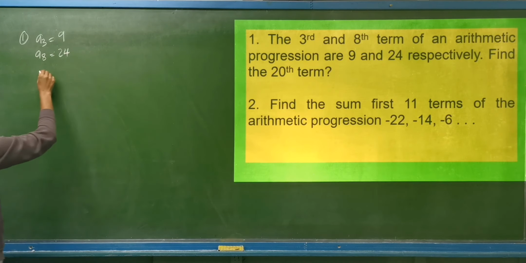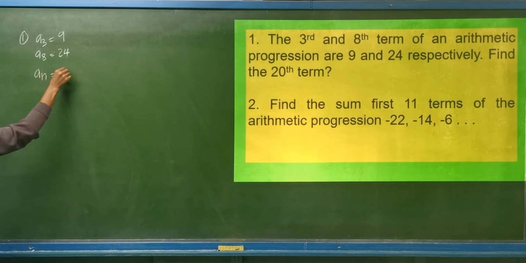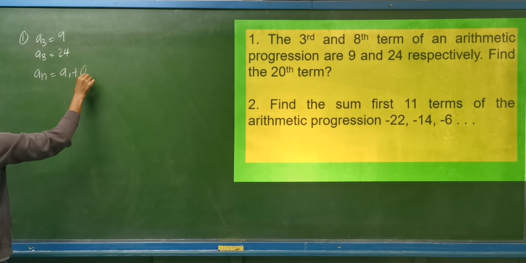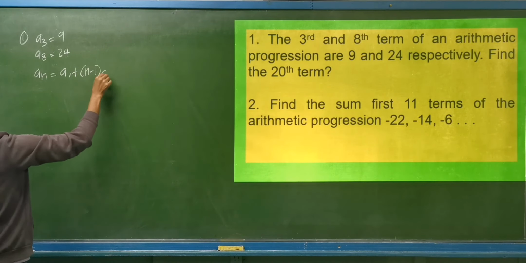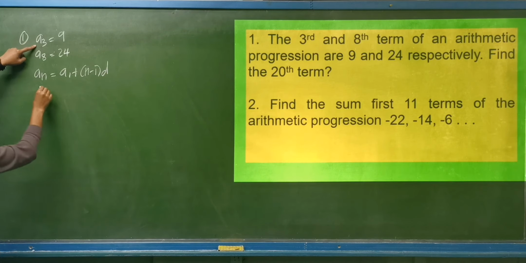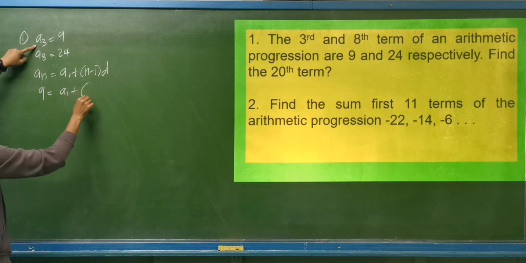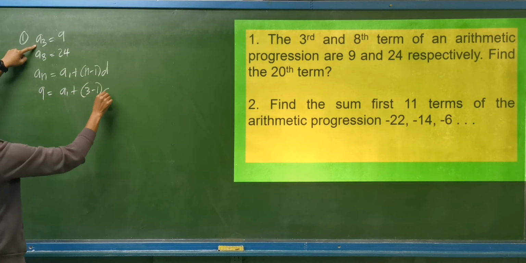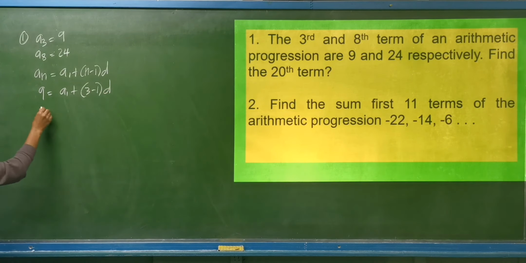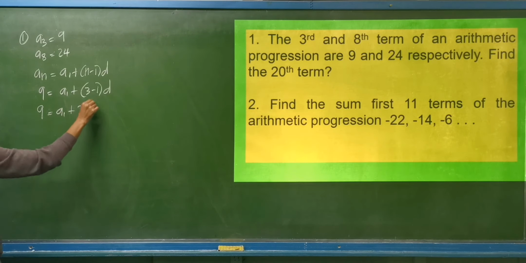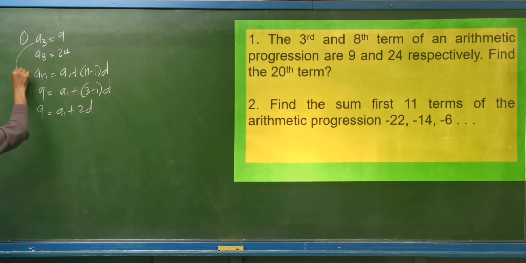So from the equation, a sub n is equal to a sub 1 plus n minus 1 multiplied by d. For the third term, this is 9. We don't have the first term, a sub 1, plus this is 3 minus 1 times the common difference. So we have 9 equal to the first term plus twice the common difference. Okay, this is for the third term.